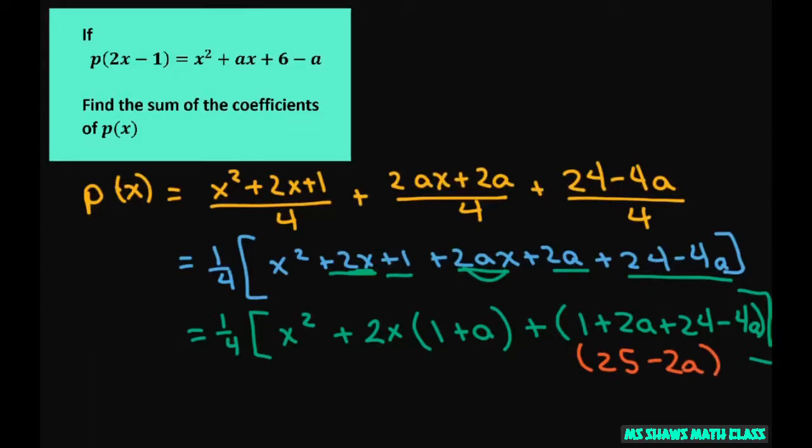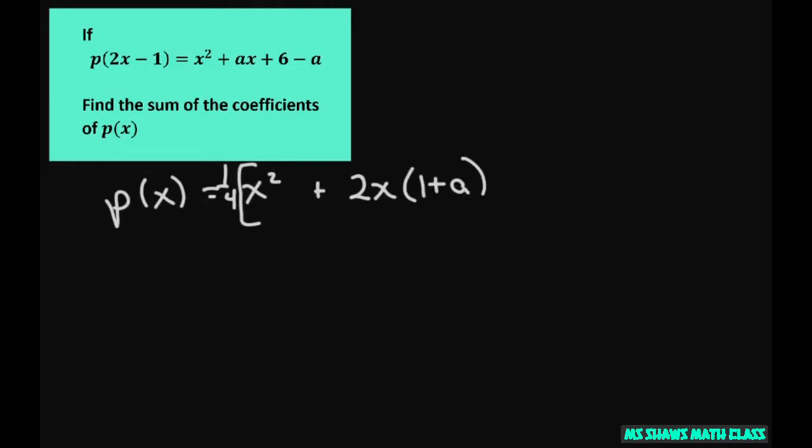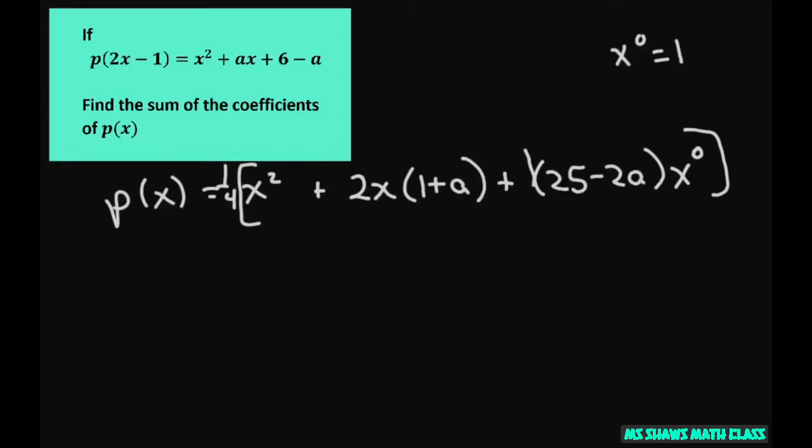So I'm going to go to the next slide, and we're going to have p of x equals, well, let's put the 1/4, 1/4 x squared plus 2x times 1 plus a plus 25 minus 2a. And this is like x to the 0. Remember, x to the 0 equals 1. So this is basically your constant term.